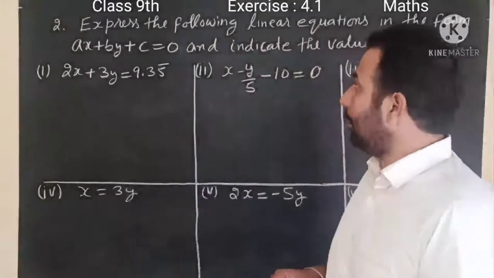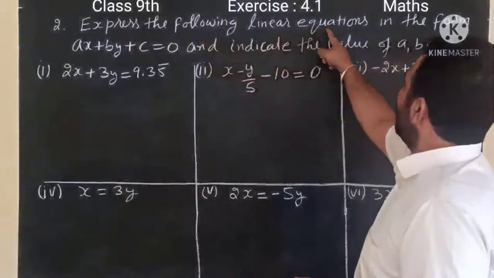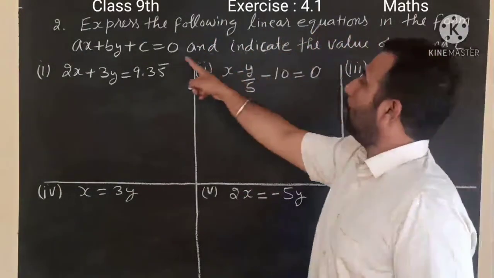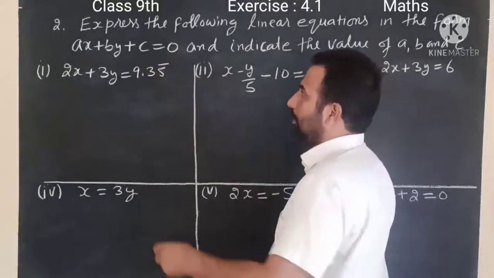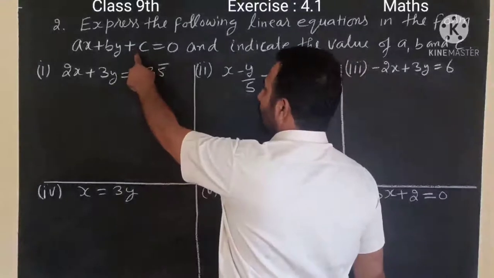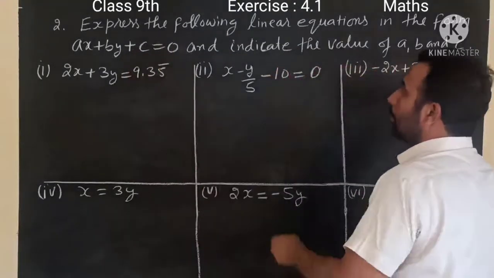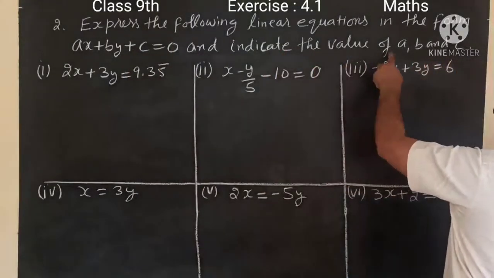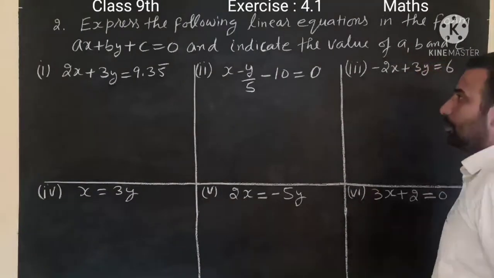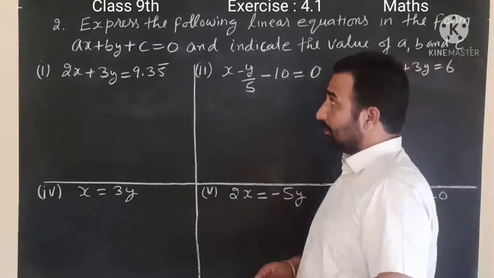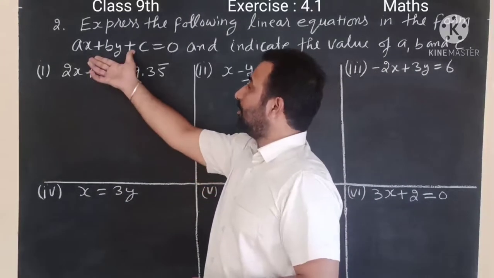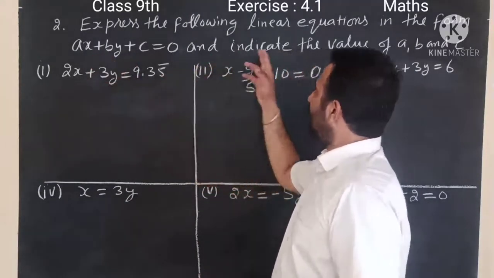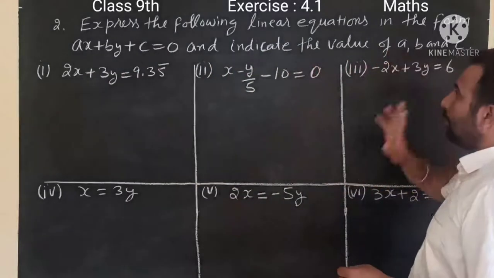Sum number second, express the following linear equation in the form of ax plus by plus c equal to 0. That is a general term of linear equation in two variables, and indicate the value of a, b and c. Okay, so what we will do in this case, we will compare our equation with the general term and find the value of a, b and c.